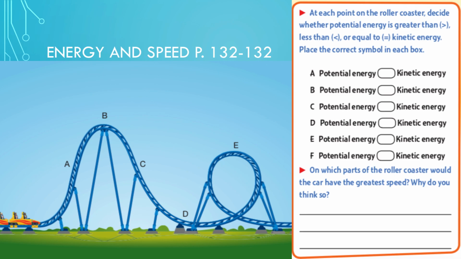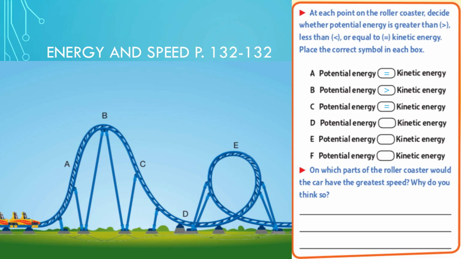Let's review these pages. At each point on the roller coaster, decide whether potential energy is greater than, less than, or equal to kinetic energy. Place the correct symbol in each box. A. Potential energy is equal to kinetic energy at position A. At point B, the potential energy is greater than the kinetic energy. At point C, the potential energy is equal to the kinetic energy.